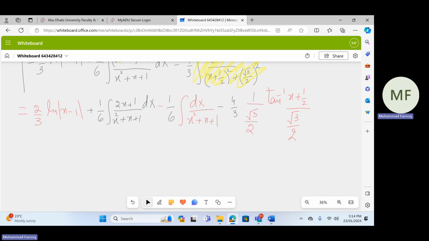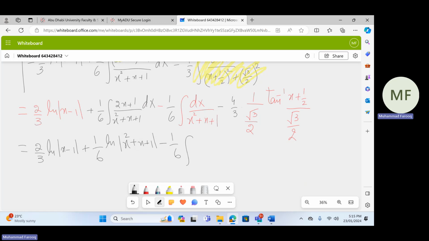So now, the last thing here, how do you do this one? Yes, it's u substitution, which is ln, exactly. So please write the answer directly. This one: 2 over 3 ln absolute value x minus 1, plus 1 by 6 ln of x squared plus x plus 1, minus 1 by 6. This one you can make with the completing square method, which is this one.